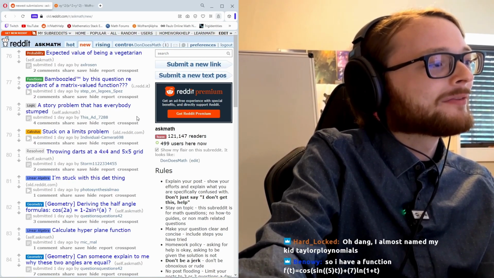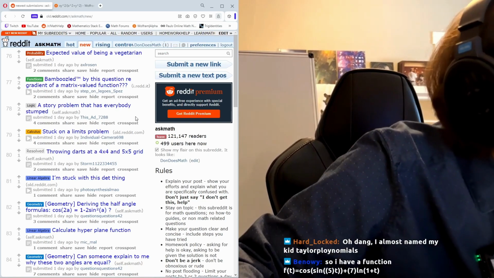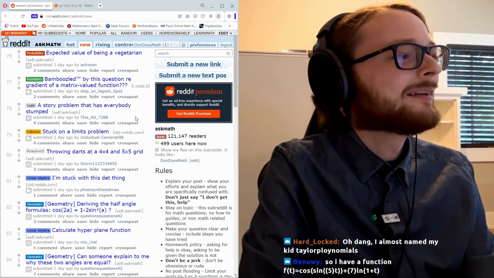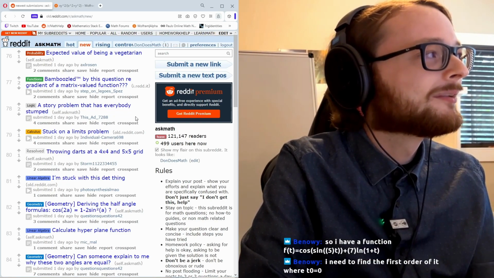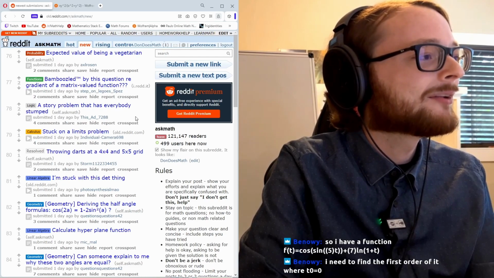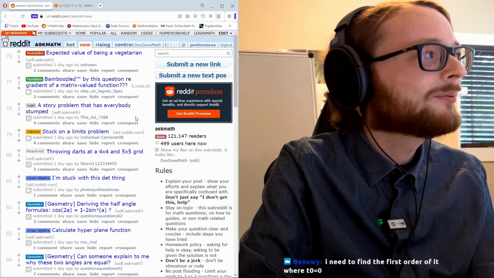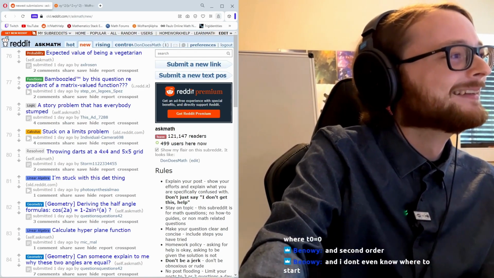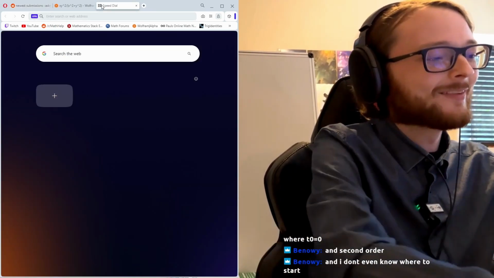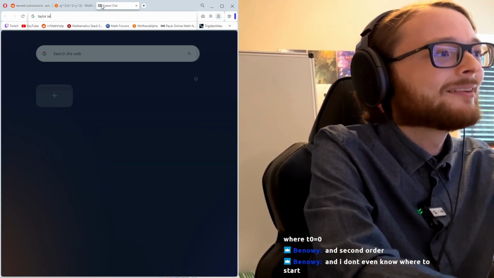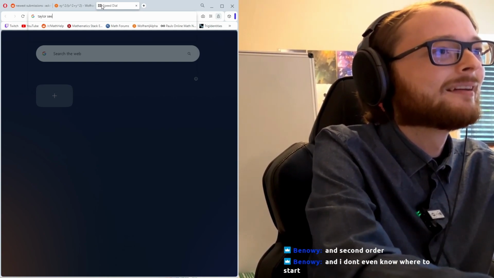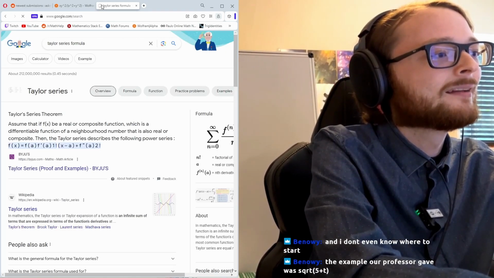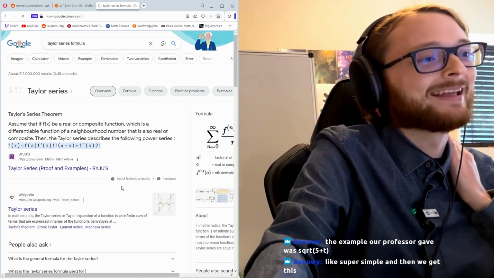f of t equals cosine of sine of 5t plus 7 ln(1 plus t). You need to find the first order of it where f of 0 equals 0, and second order. Ooh, okay. They gave you a really annoying function. Let's look at the formula. Taylor series. You actually could probably make it from like super simple. Yeah, I mean, you get that, of course.